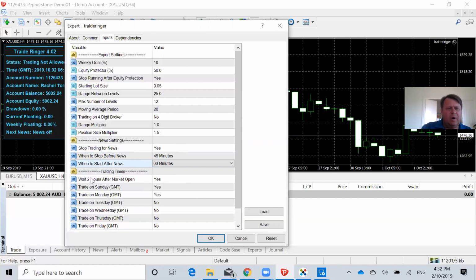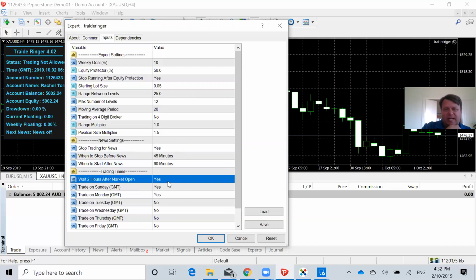All right, next. Wait 2 hours after market open. Yeah, so the market's closed over the weekend, and then it opens at 7 a.m. Sydney time. Okay, 7 a.m. in the morning in Sydney, in the Sydney market.